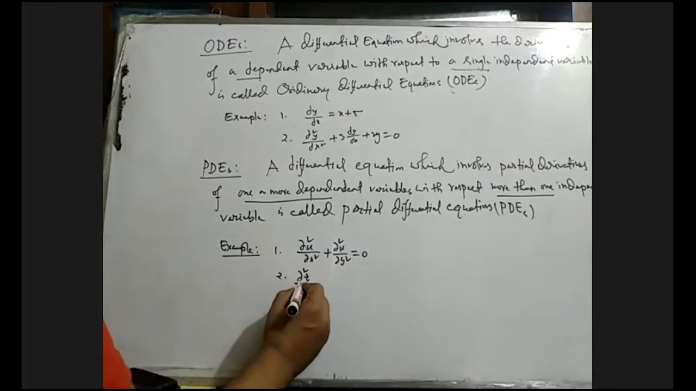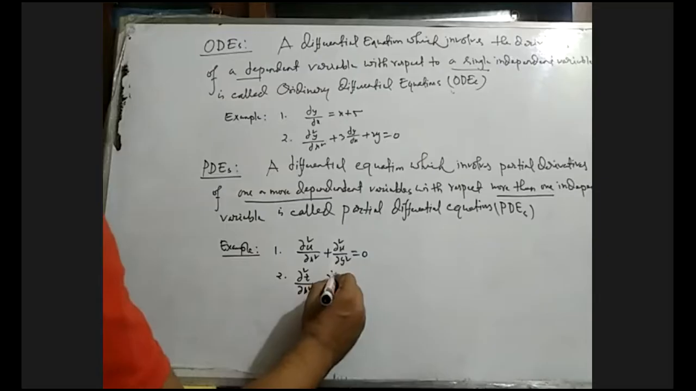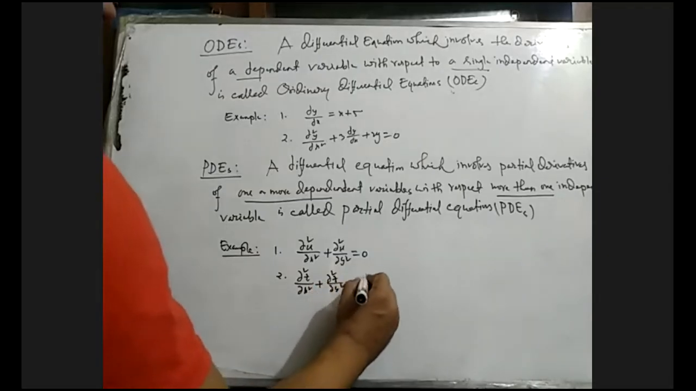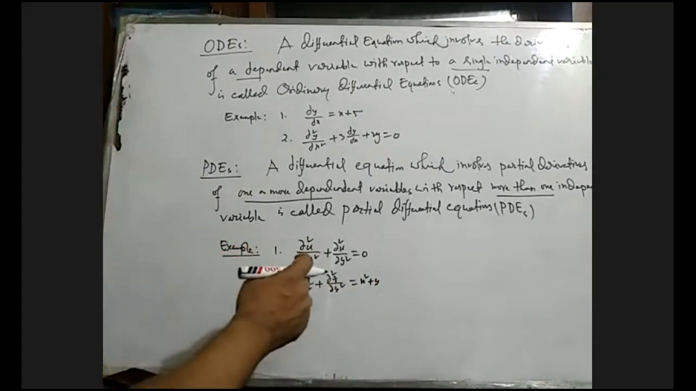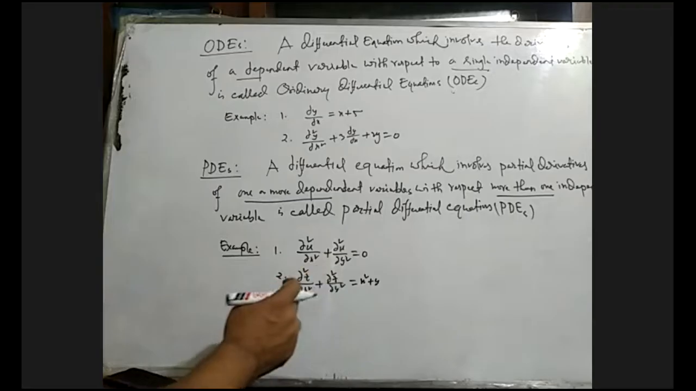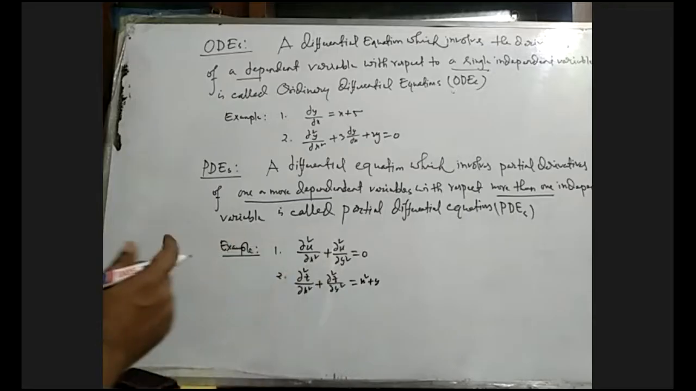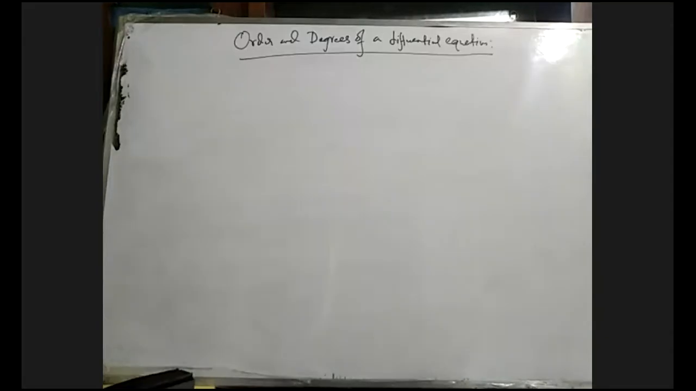This is the z is the dependent variable and x is the independent variable. This equals x square plus y. This is also a partial differential equation because partial derivatives exist. So any heat equation or any wave equation is called partial differential equation.